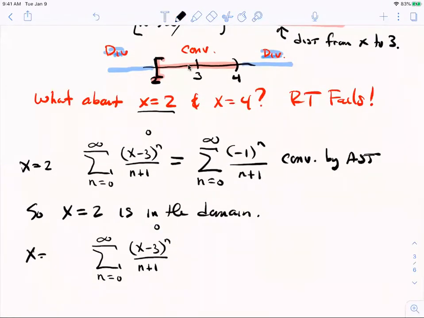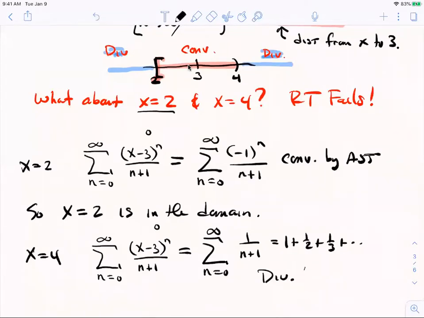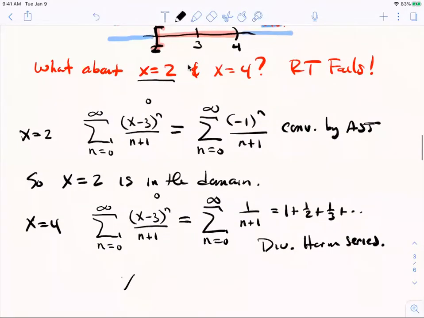If we let x equal 4, well, what does this series become? 4 minus 3 is equal to 1. Any power of 1 is still 1. So I just get the series 1 over n plus 1, starting at 0. If you write out some terms of that, that's 1 plus 1/2 plus 1/3. That's the harmonic series. It diverges. It's the divergent harmonic series, right? So x equals 4 is not in the domain.